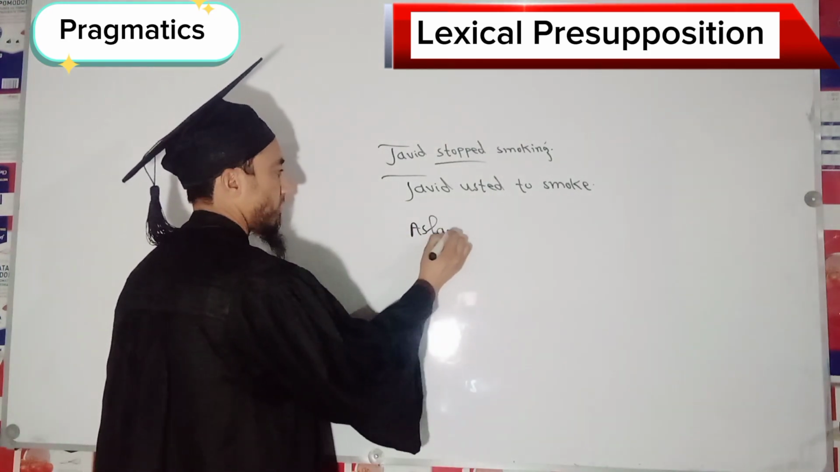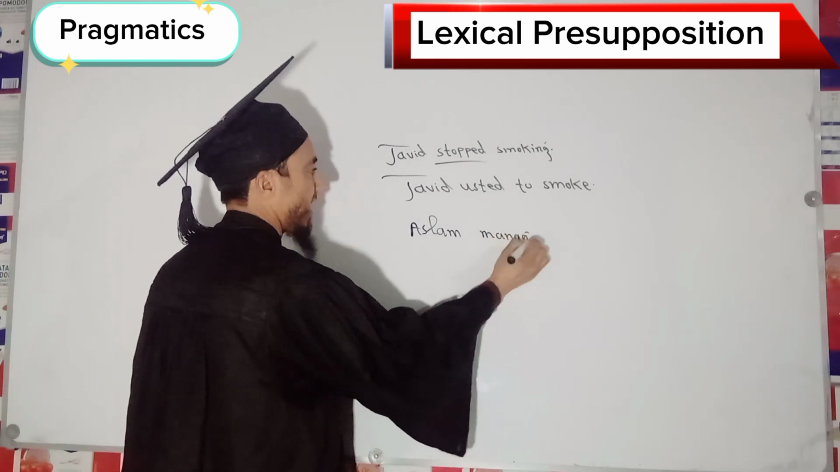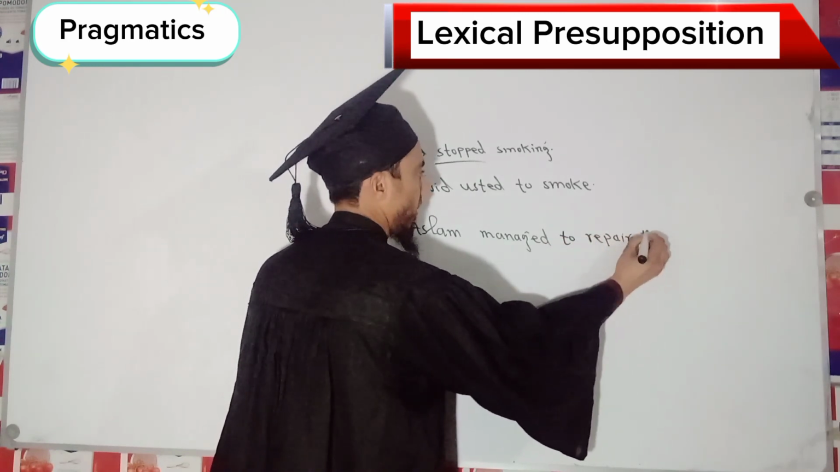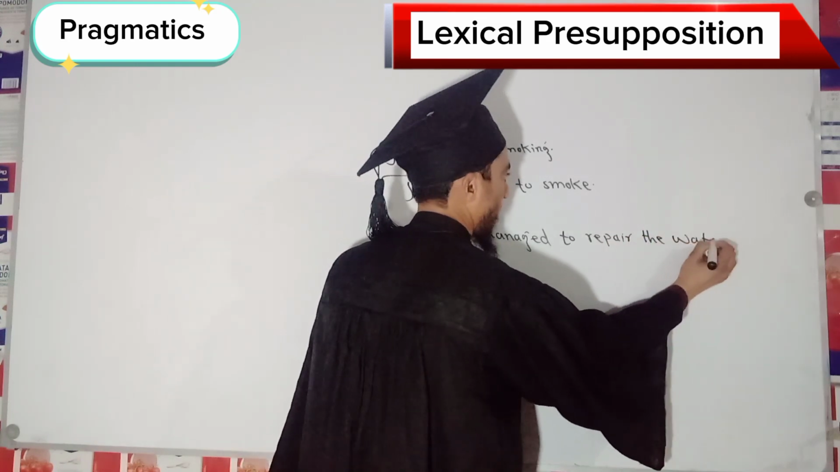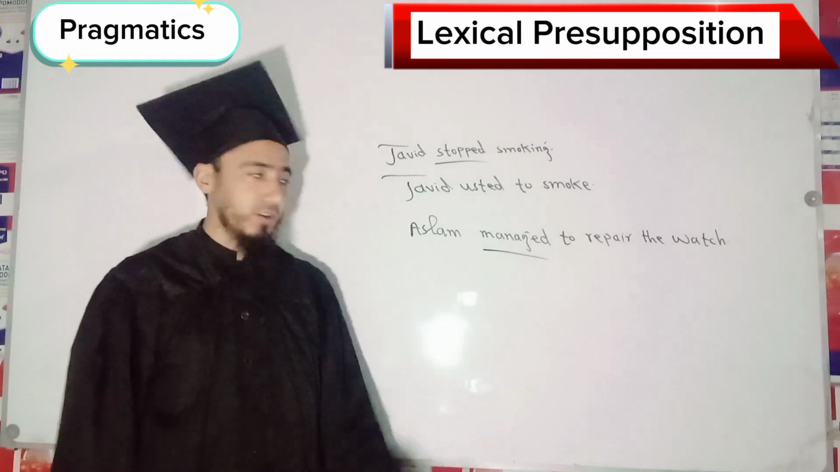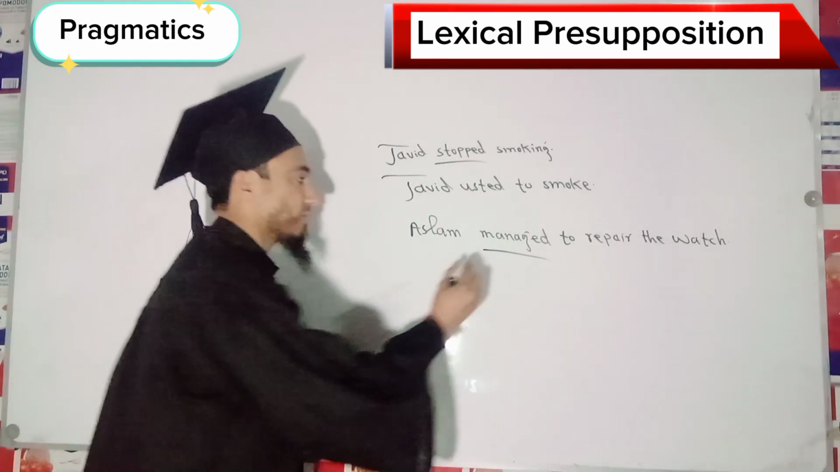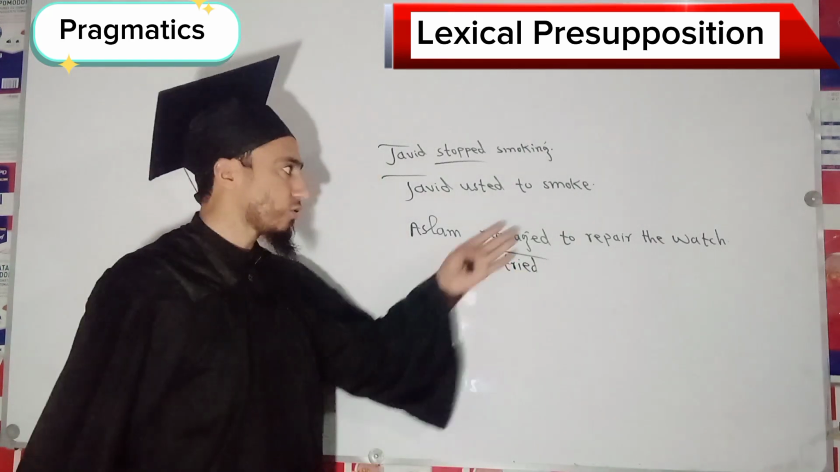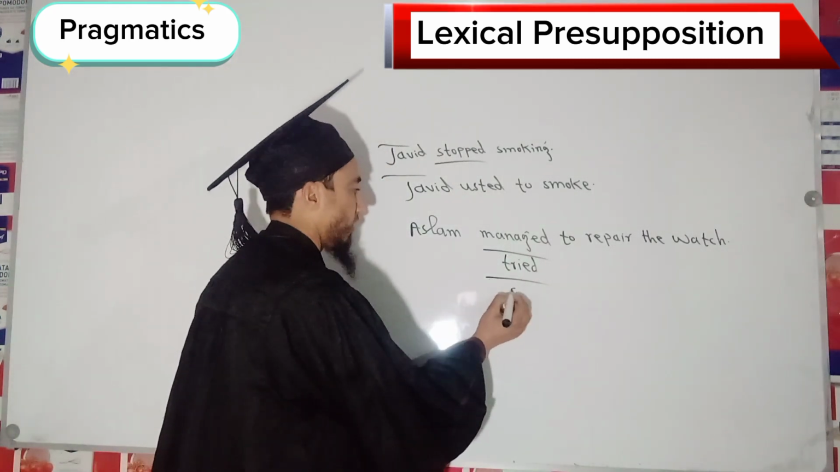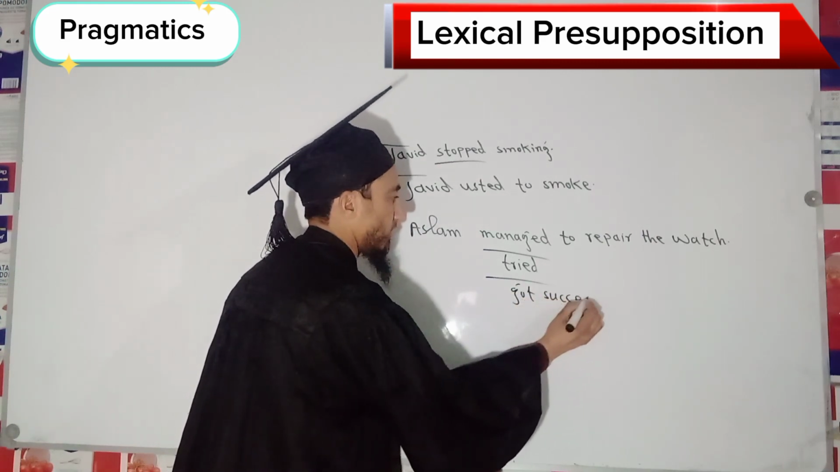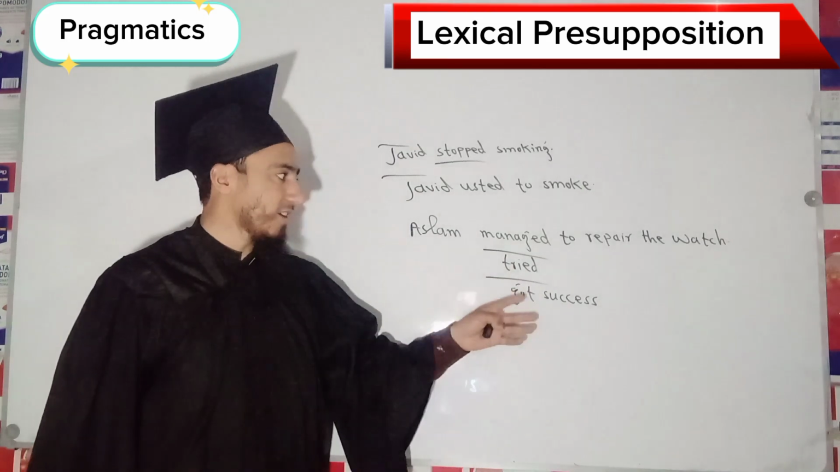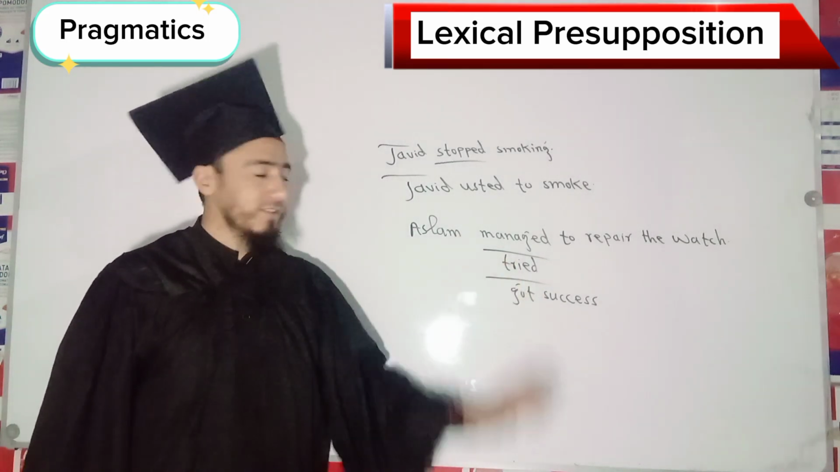Another example is "Aslam managed to repair the watch." Listeners and audience, you see, take the first meaning: Aslam managed to repair the watch. So here, with Aslam managed, one meaning is that Aslam tried to repair the watch. Another meaning that can be understood from this is that Aslam got success to repair the watch. So one meaning taken is tried, and another meaning taken is got success.